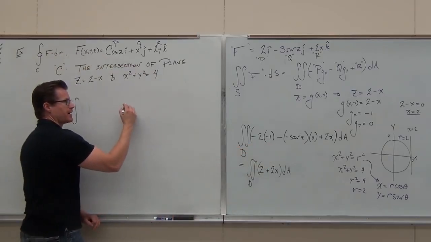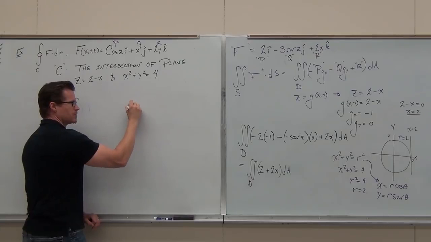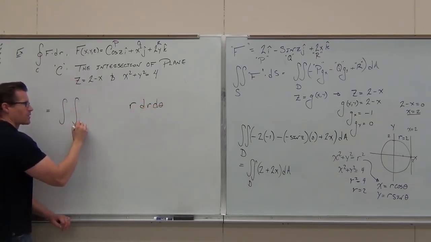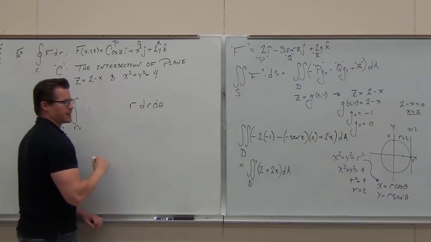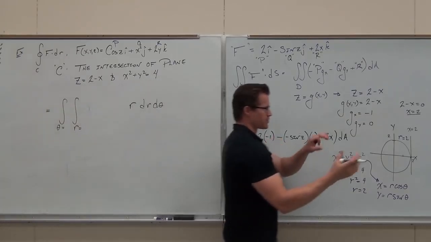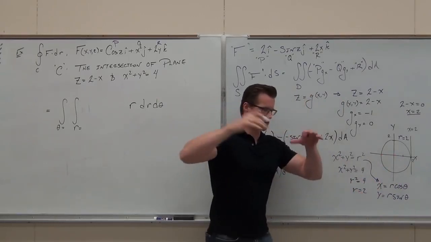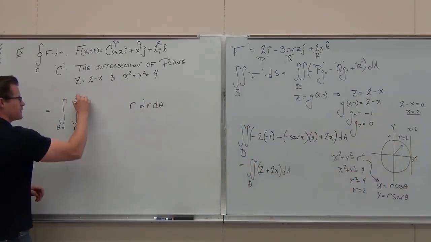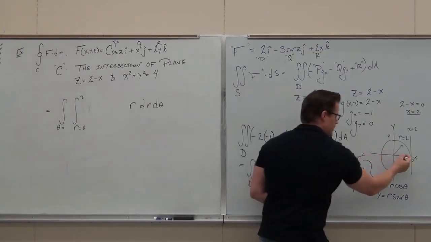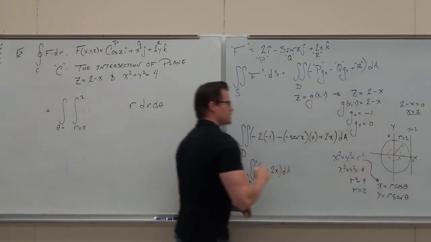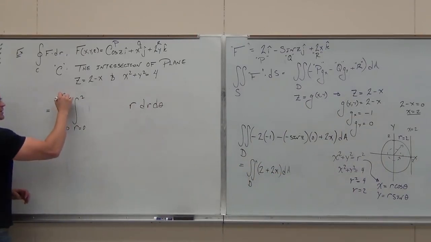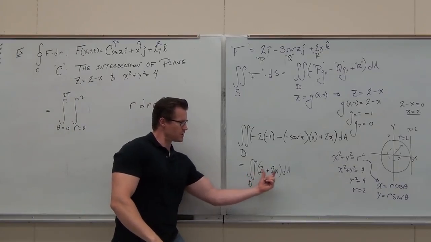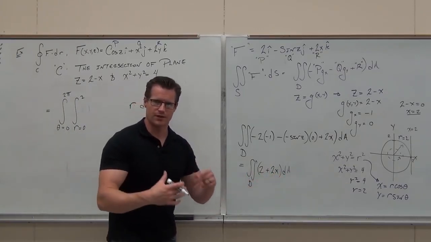I know at the very end, I'm going to have a dr d theta. That means that I have to go R, then theta. I know that for this region that was projected from that surface onto the xy plane, my R goes from 0 to 2. And it's a full circle, so our theta is going from 0 to 2 pi. That's changed our bounds of integration, and it's changed our dA to what we want, that r dr d theta, because the region is polar.